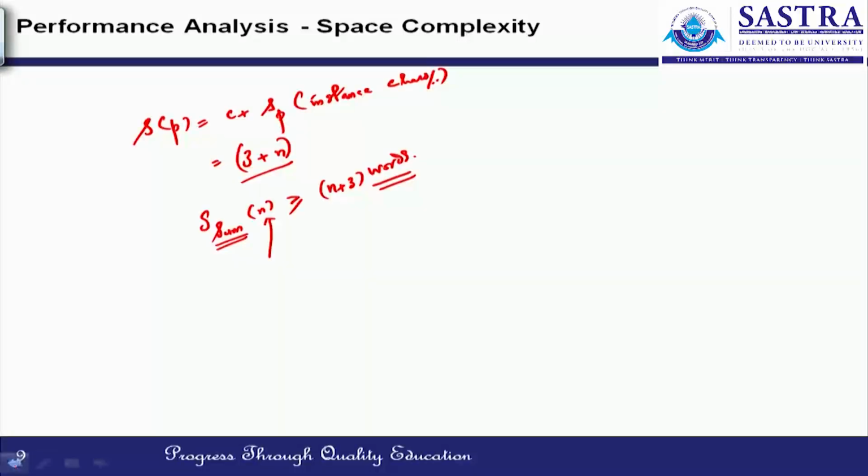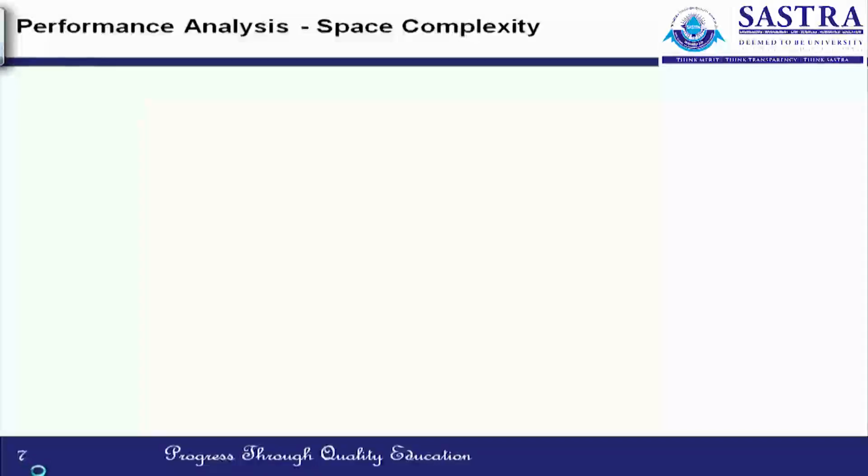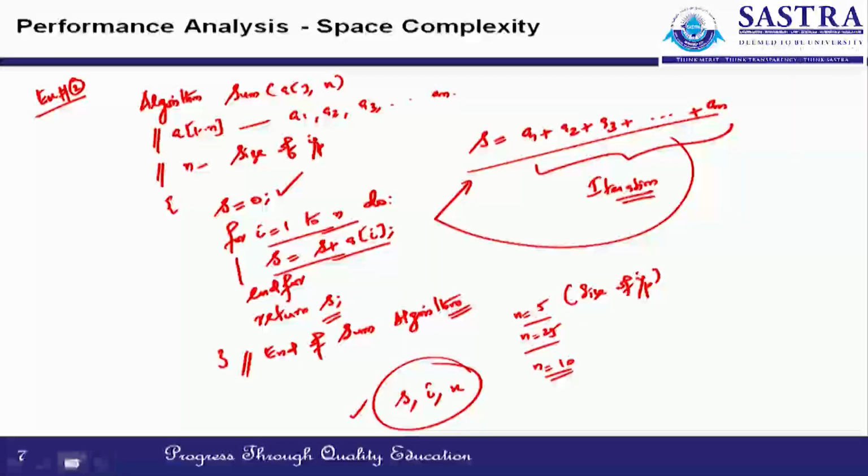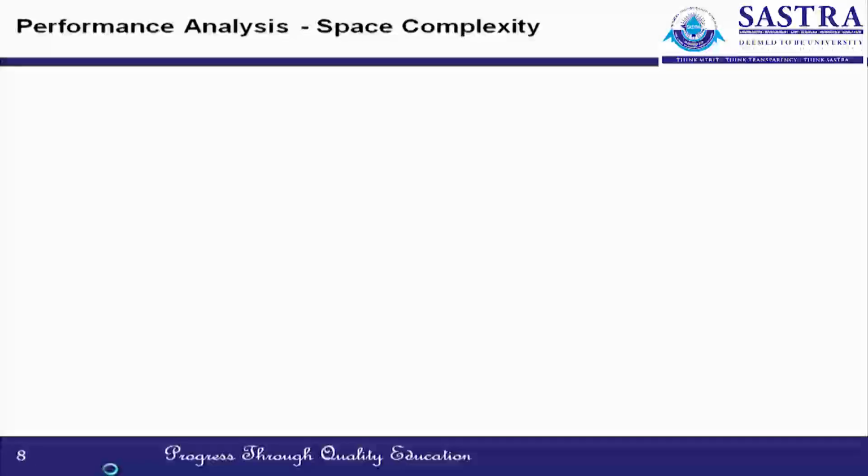Next example, let us try to convert the array sum into a recursive procedure, a recursive algorithm. Example 3: a recursive sum of array elements. Given there are n elements in the array a1, a2, a3, etc., an, we need to devise a recursive logic to find its sum.